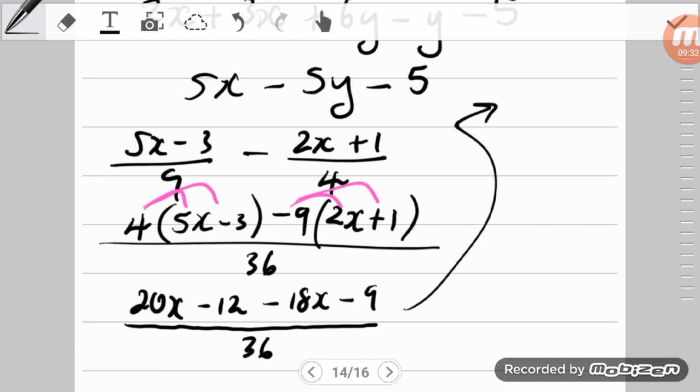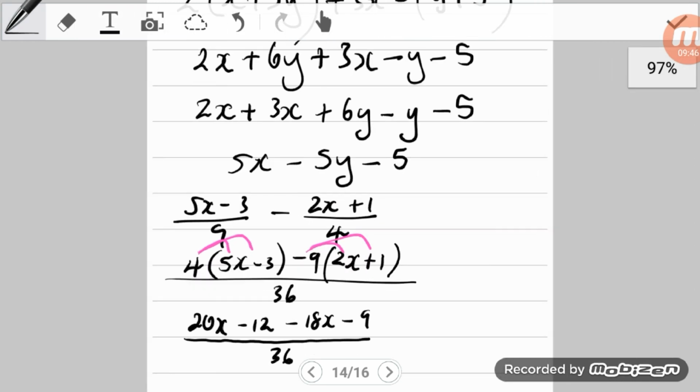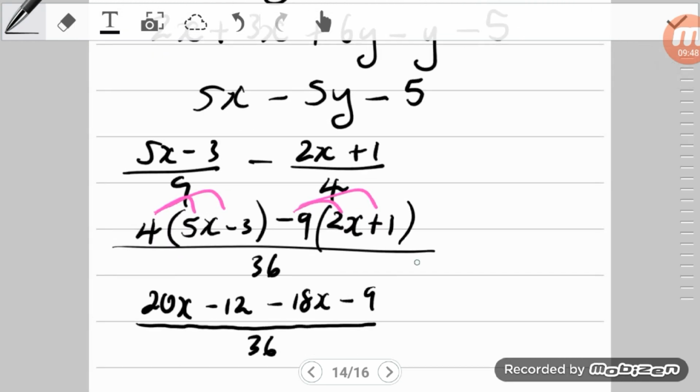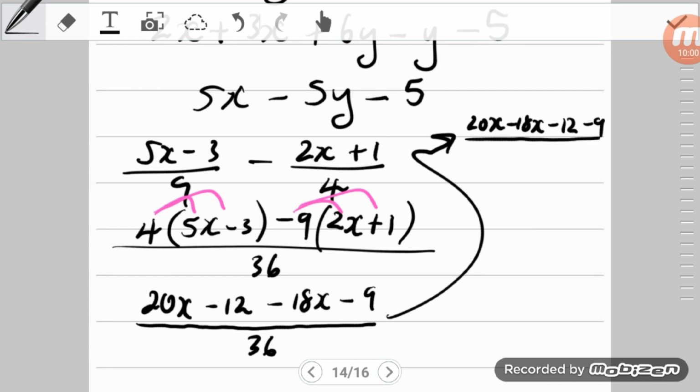Let's take it up a notch here to the top. We're going to group like terms here. So we end up with 20x and we're going to put the 18x here. I think I'm running out of space here, guys. I did run out of space, but let's just see if we can get it up here. So that's 20x, take away 18x, and that's going to be minus 12 minus 9, and that's all over 36.